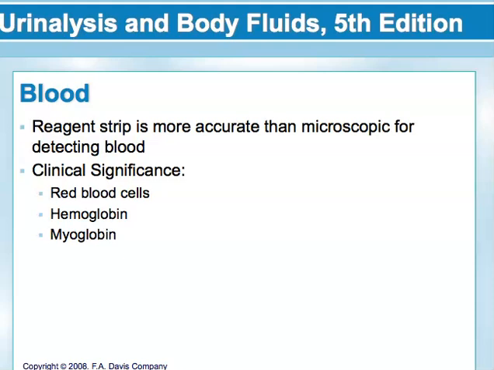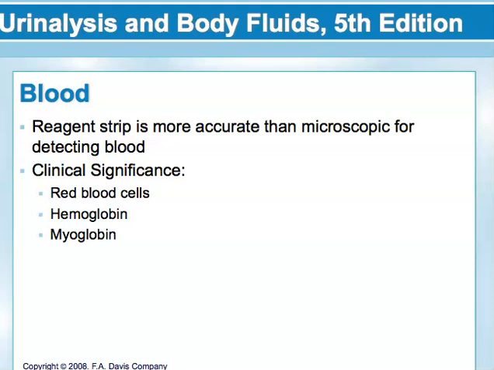Okay, to finish out Unit 2, in Lecture 3, we're going to start with blood and go through the rest of the tests on the reagent strip. So blood can be present in the urine either in the form of intact red cells, which is referred to as hematuria, or as the product of red cell destruction, which is known as hemoglobinuria.